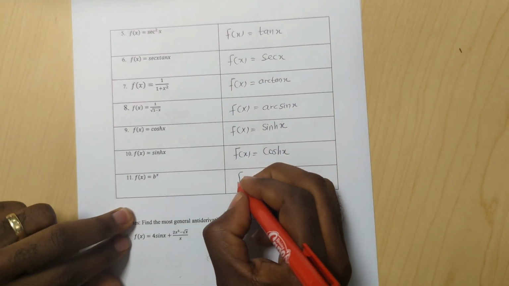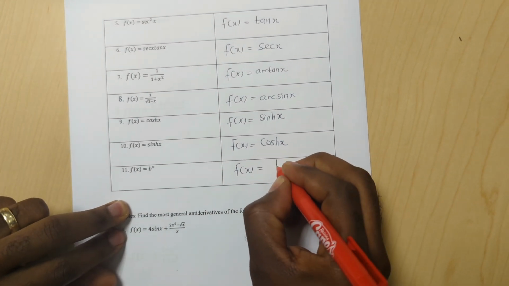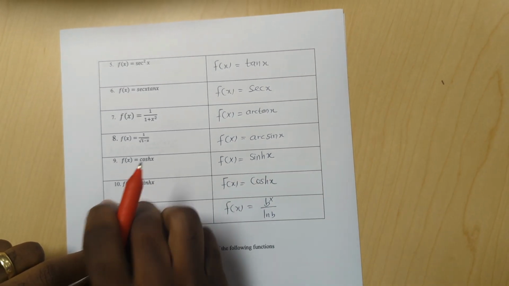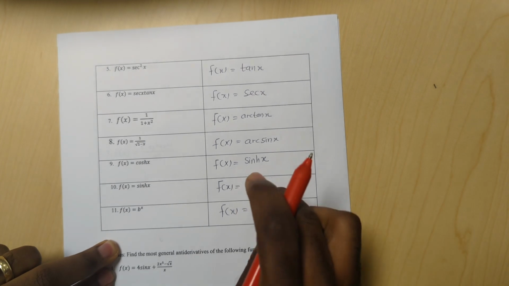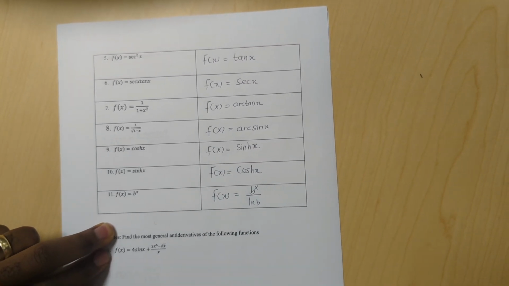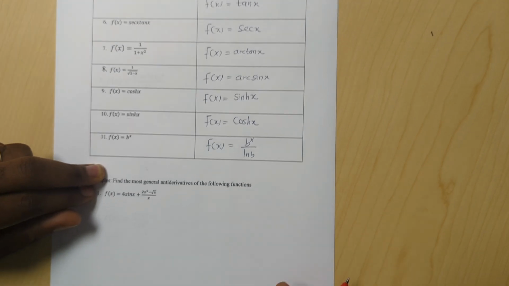The same way, if we have b exponent x over ln b, when we differentiate this function, we'll get b exponent x. Then we can say b exponent x over ln b is the antiderivative of b exponent x.